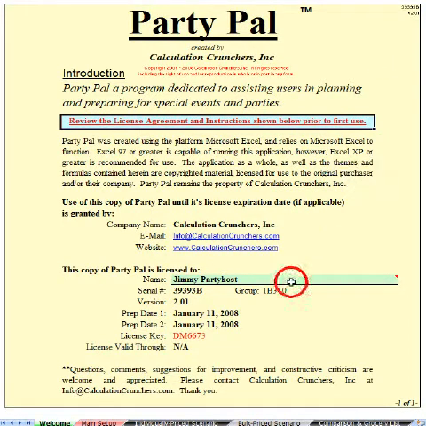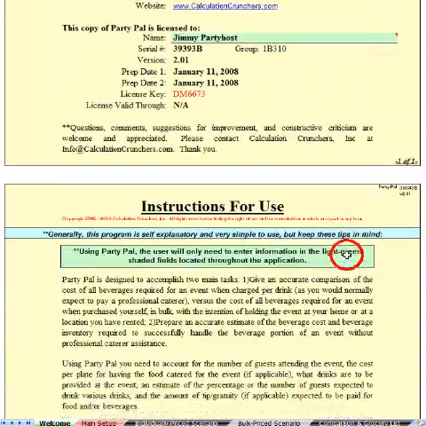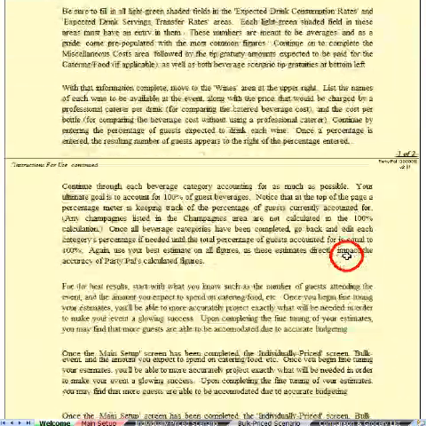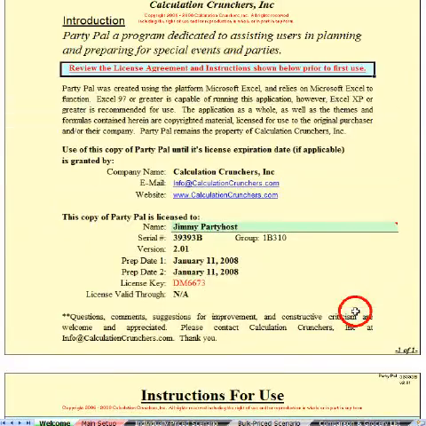Now looking at the actual program itself, across the bottom of the screen you'll notice we have our navigation tabs. These navigation tabs provide quick, easy access to all areas of the program. You may also notice that we're currently on the welcome screen. Underneath the welcome message you have your licensee name. Below that you have your instructions for use, and below that, the license agreement and license for use for using the program.